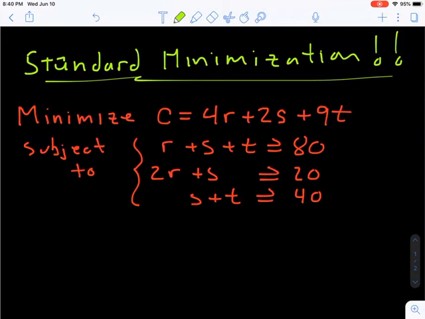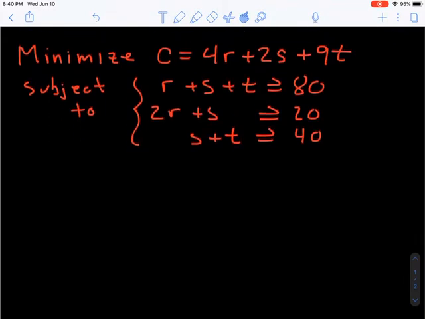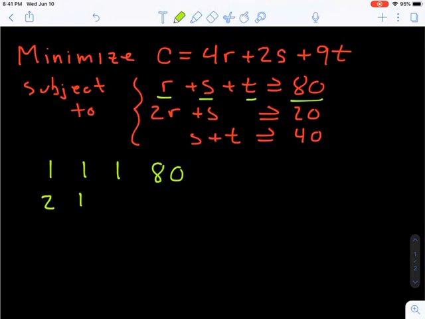So with a standard minimization problem, the first thing that we have to do is create a matrix. And so our matrix will be 1, 1, 1, 80 for the first row, and that's coming from our first constraint, the coefficients of R, S, T, and of course 80. Then we're going to have 2, 1, 0, because there is no T, and 20, and that's coming from these coefficients. And finally, 0, 1, 1, and 40 is our last constraint. No R's, 1S, 1T, and 40.